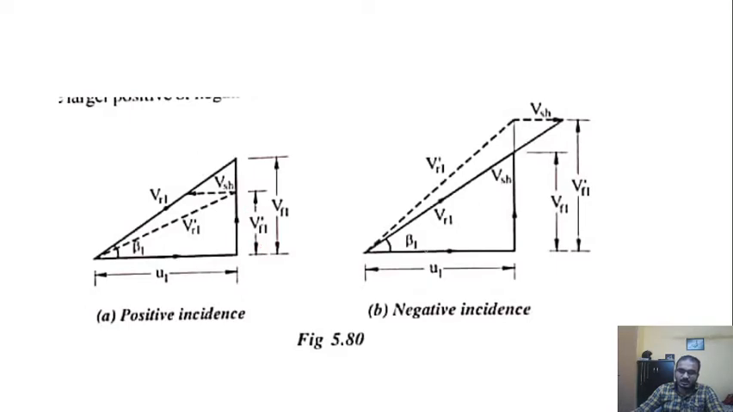And here if you see, in case of negative incidence, the flow angle has increased, so the relative velocity has increased, as well as the flow velocity has also increased here. So this is increasing the mass flow rate which is being delivered through this centrifugal compressor.